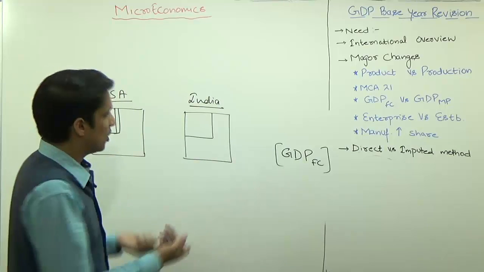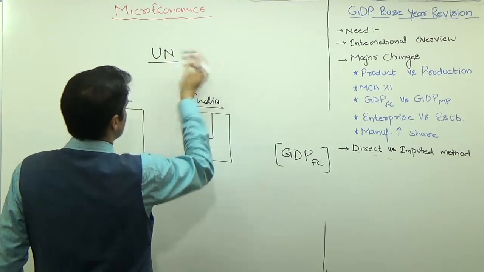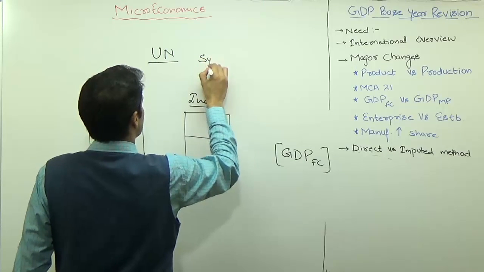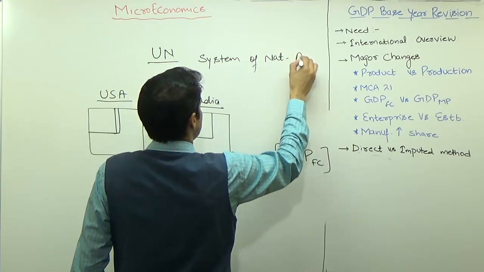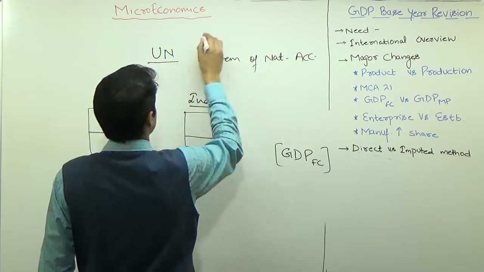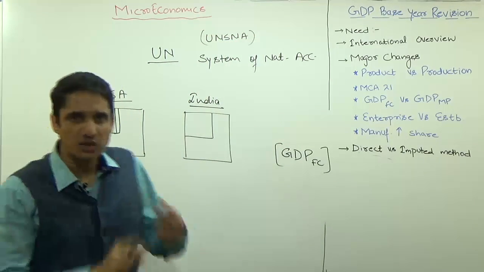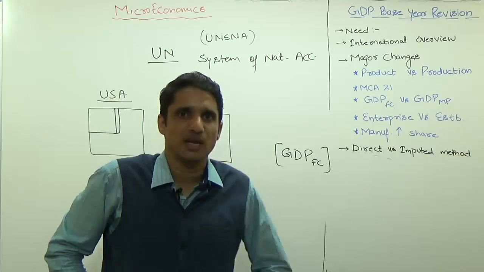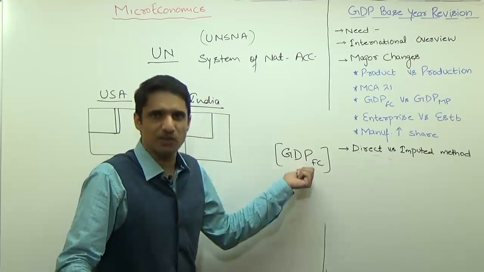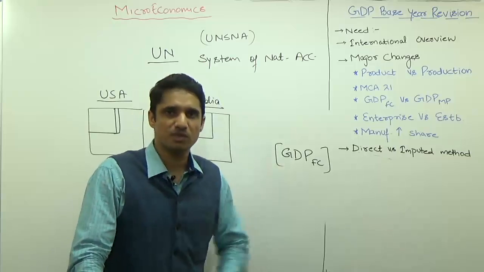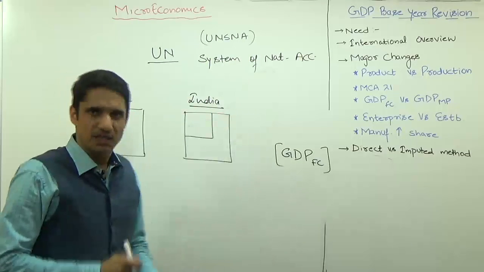What is the option? The option is there should be somebody known as the UN, United Nations. So the United Nations gives the United Nations System of National Accounts, the UN-SNA. They prescribe which of the items should be included while calculating the value of GDP or national income and which should not be included. Whether it should be GDP at factor cost or GDP at market price, at constant price or current price. All these are prescribed by the United Nations System of National Accounts.